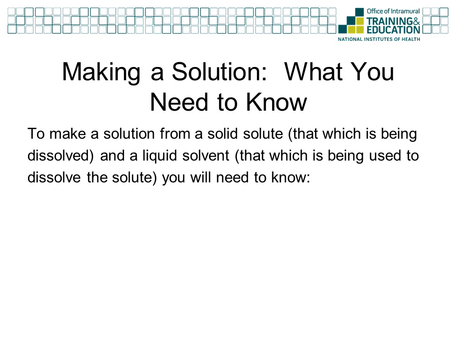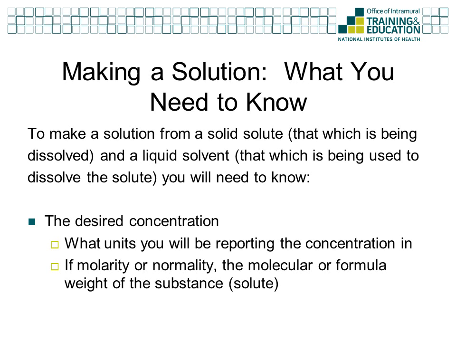Before you can make a solution, you need to know a few things. In this case, we will be looking at how to make a solution from a solid substance, or solute, being dissolved in a liquid, or solvent. To do this, you need to know the desired concentration of the completed solution. That means, how much of your substance per unit volume do you want when you are finished making your solution? You will also need to know what units you will be reporting the concentration in.